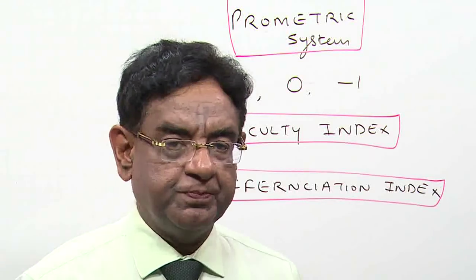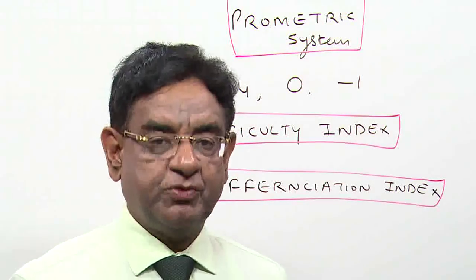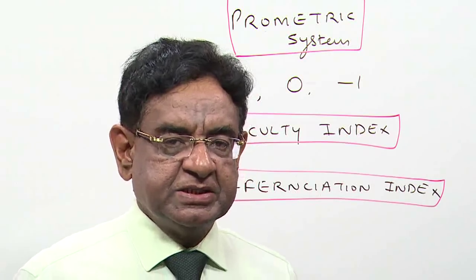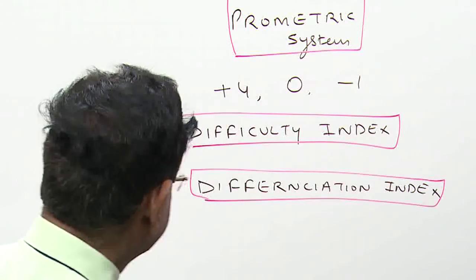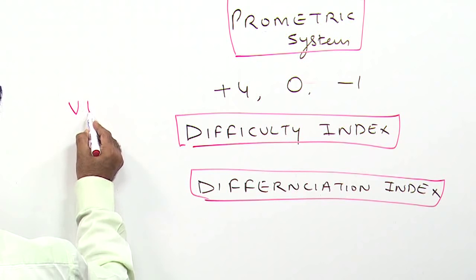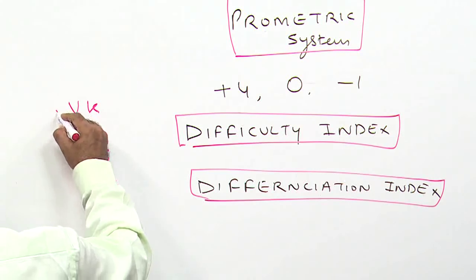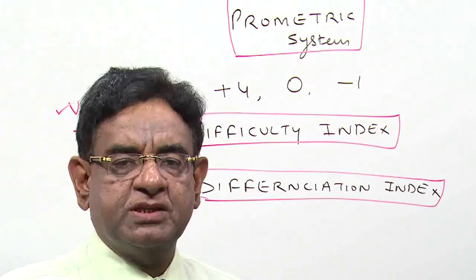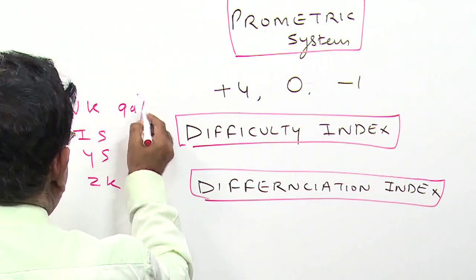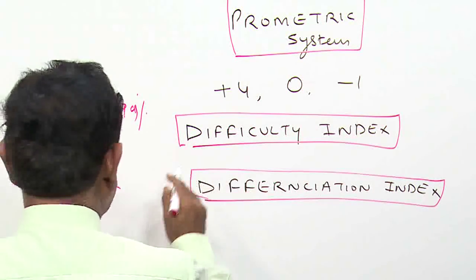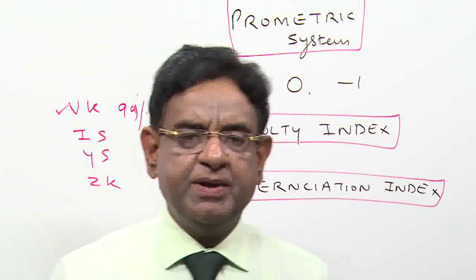First of all, you should know each question is not of the same marks. Let me give a simple example. Suppose I asked you one question: who is the captain of the Indian cricket team? Virat Kohli, Ishant Sharma, Yuvraj Singh or Zaheer Khan? The answer is Virat Kohli. 99% of people can answer this question. So the difficulty index in this question is very low. It's an easy question, can be answered by 99%.